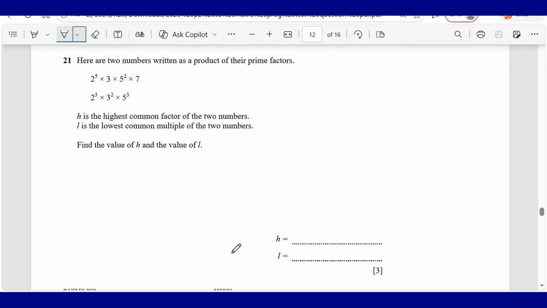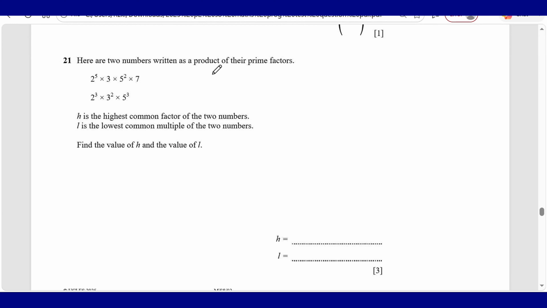Guys, question 21. Here are two numbers written as a product of their prime factors: 2 times 3 times 5 squared times 7, and 2 cubed times 3 squared times 5 cubed. H is the highest common factor of the two numbers. L is the lowest common multiple of the two numbers. Find the value of H and the value of L. Here's the timer. When it returns to 0, we will reveal the answer.